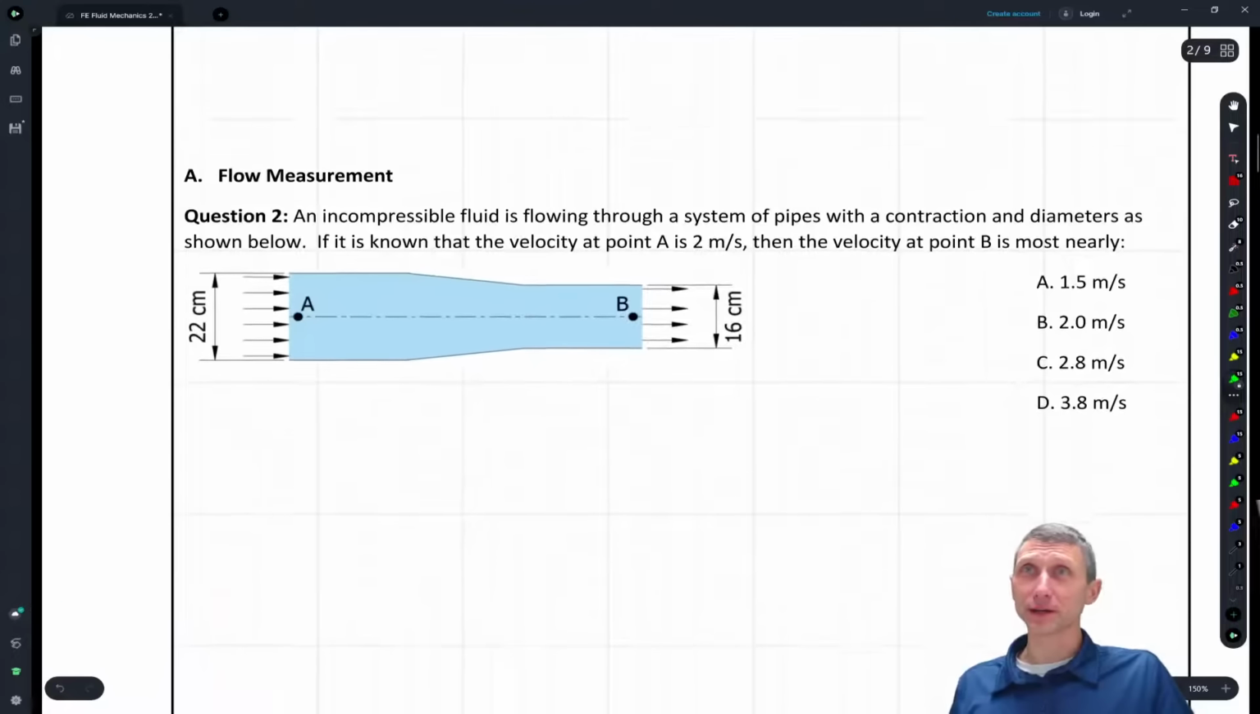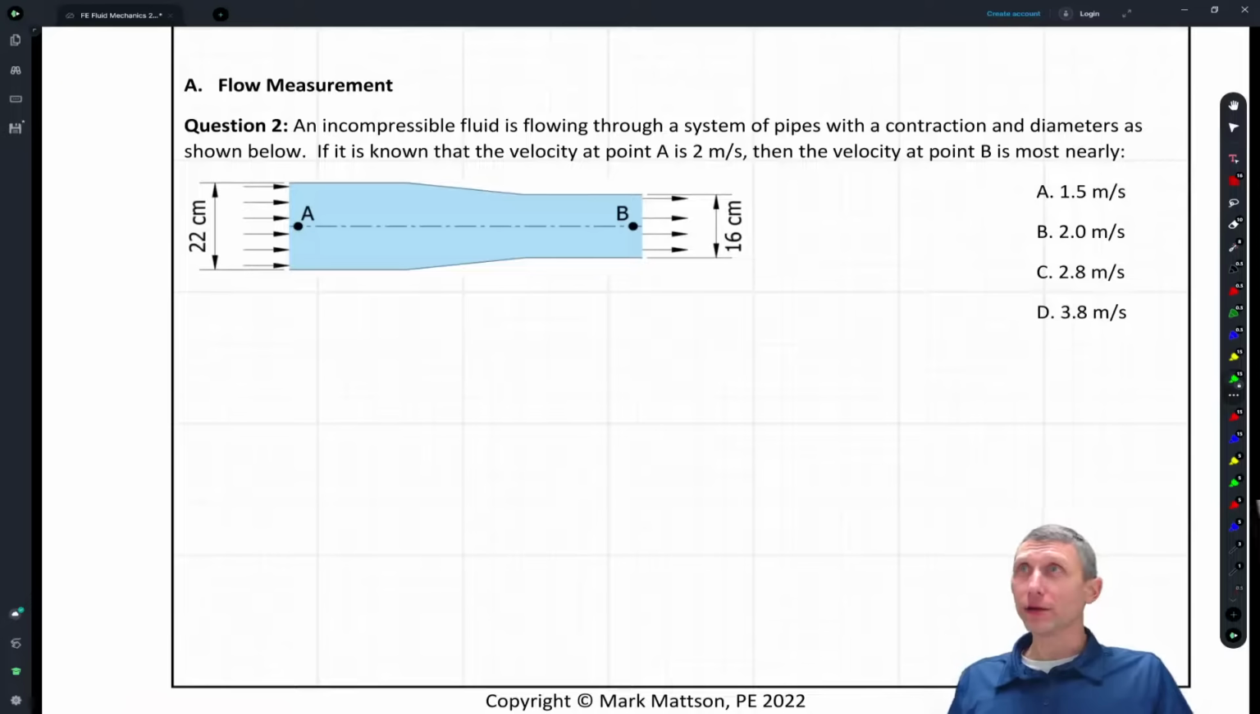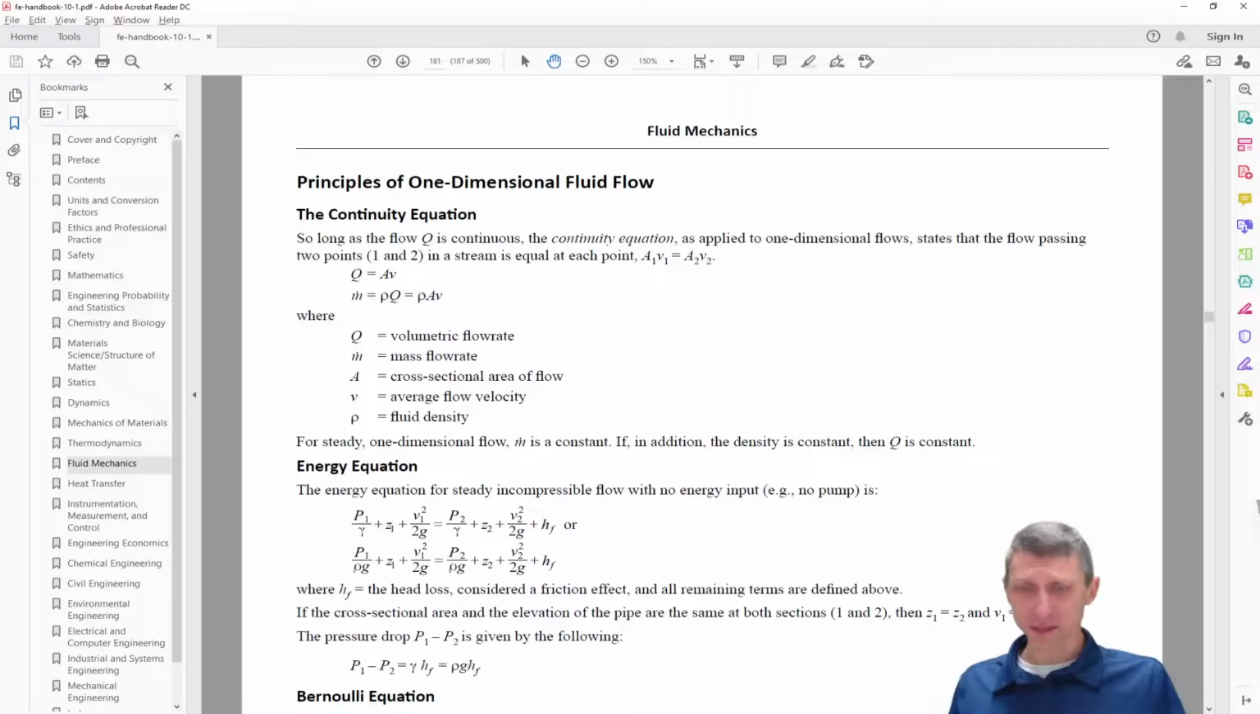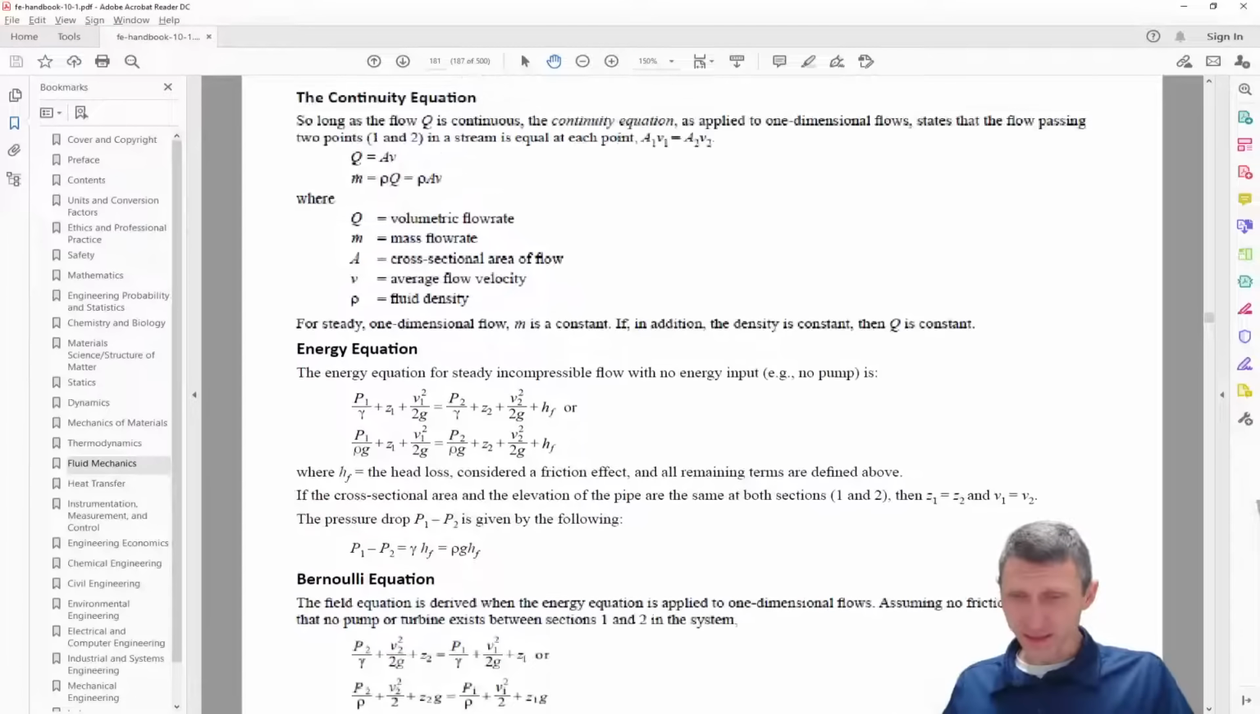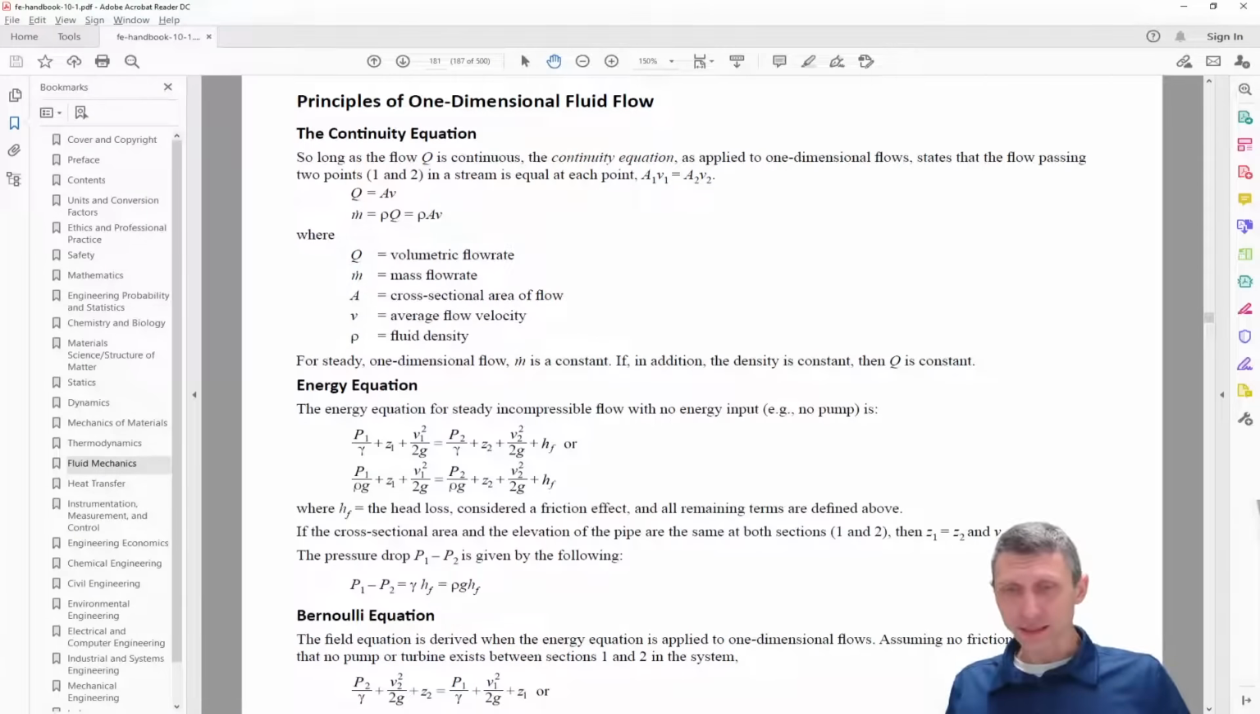Another principle here that you're going to probably want to know for flow, right, is this idea of the continuity equation. And I believe the continuity equation is, I'm not sure, it might be in the reference handbook, honestly. Yeah, there it is. It's right again in this first starting point, A1 V1 equals A2 V2.